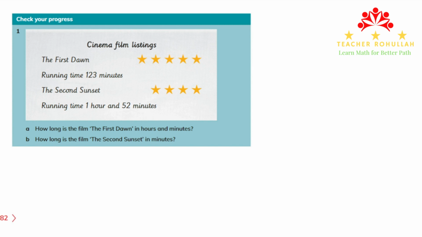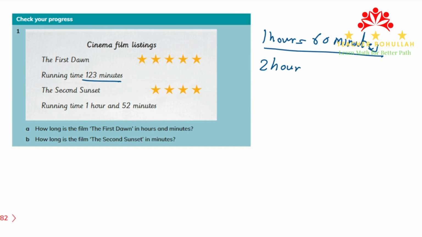Part A says, how long is the film The First Dawn in hours and minutes? The running time for this film is given in minutes, and now we are asked to find out how many hours and how many minutes the film is. To find out, we have to know how many minutes there are in 1 hour. 1 hour is equal to 60 minutes. If 1 hour is 60 minutes, 2 hours will be 120 minutes.